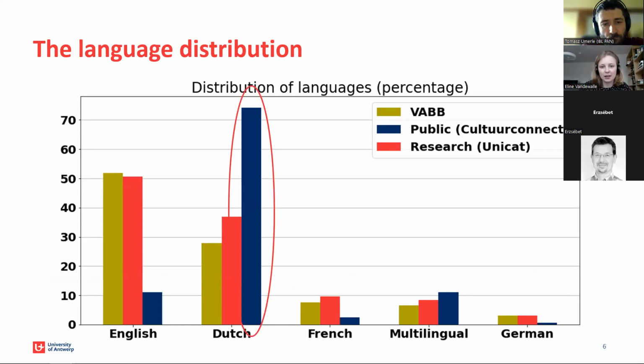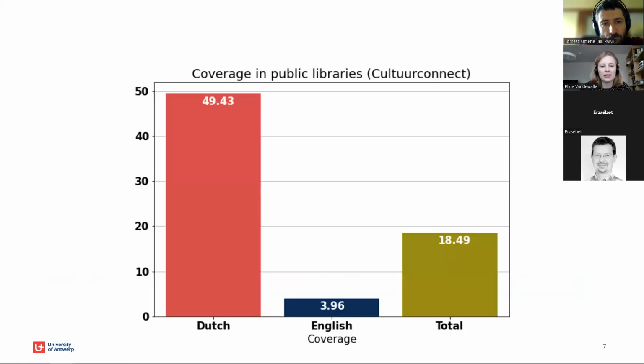And looking at this another way, we can also see that if we break down the coverage a little bit more, we have in total a coverage in the public libraries of 18%. But for only Dutch publications, this is almost 50%, whereas for the English publications, less than 4%. So this is also obviously in line with the mission of the public library to provide books that are of interest to the local audience, which is a Dutch-speaking audience.